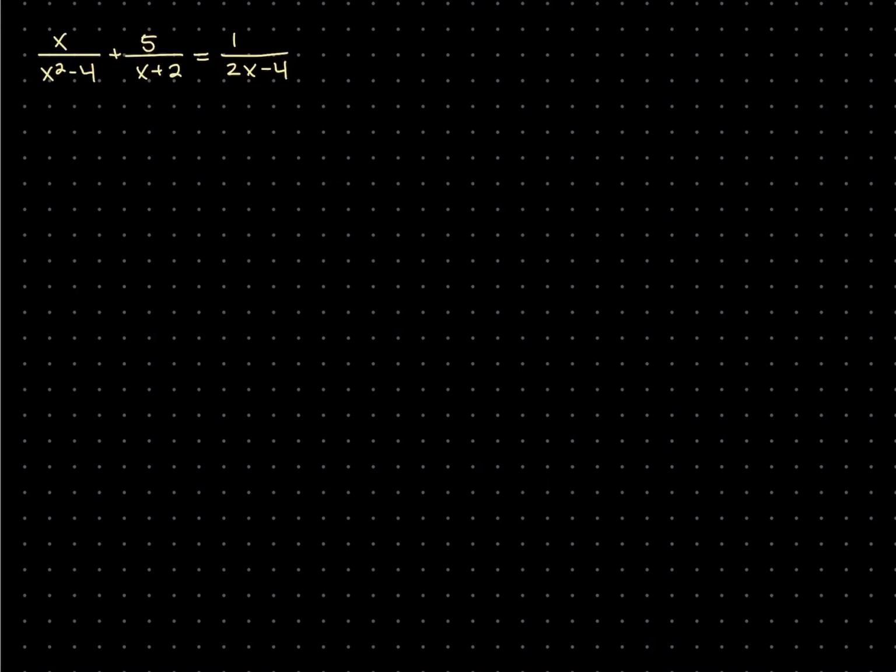Alright guys, so in this video we're going to be going over a problem really similar to number 5 in your homework on solving rational equations. So remember, the first thing that we want to do is find our LCD, our least common denominator. And to find that, we're going to need to factor the denominators of these fractions that we have.